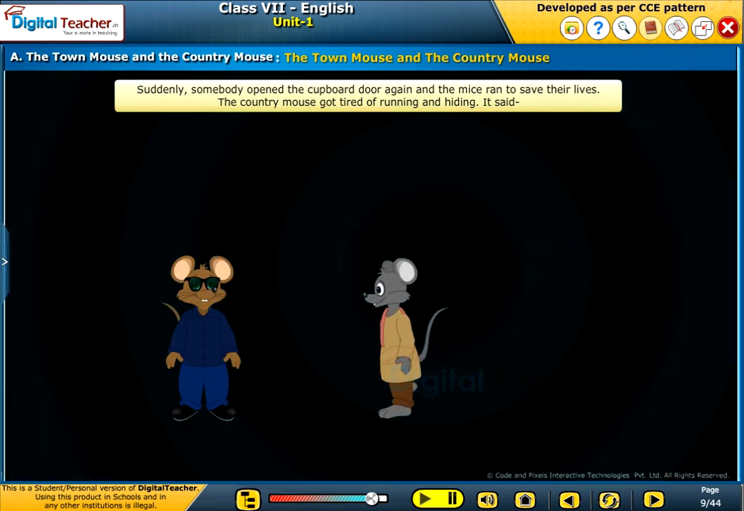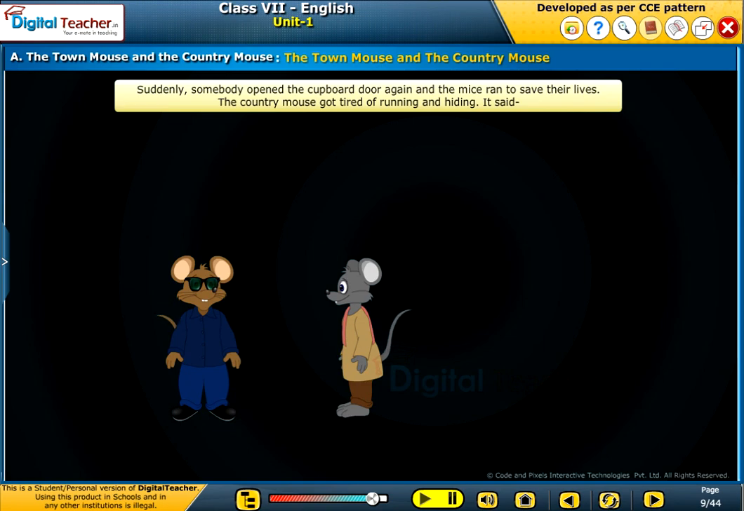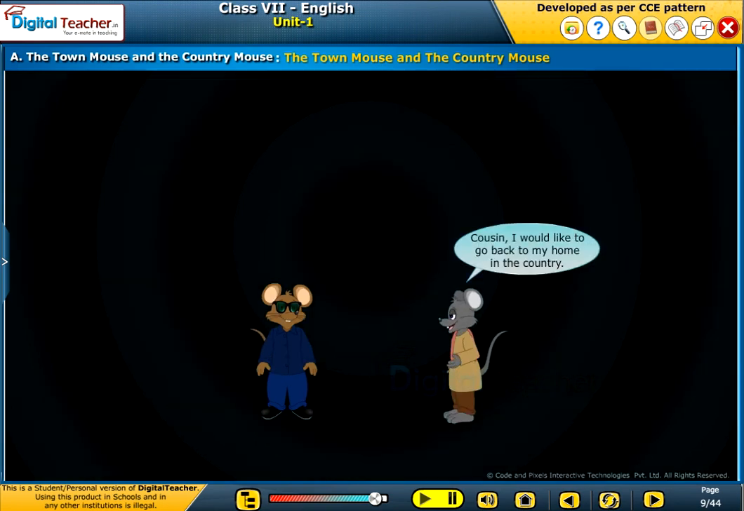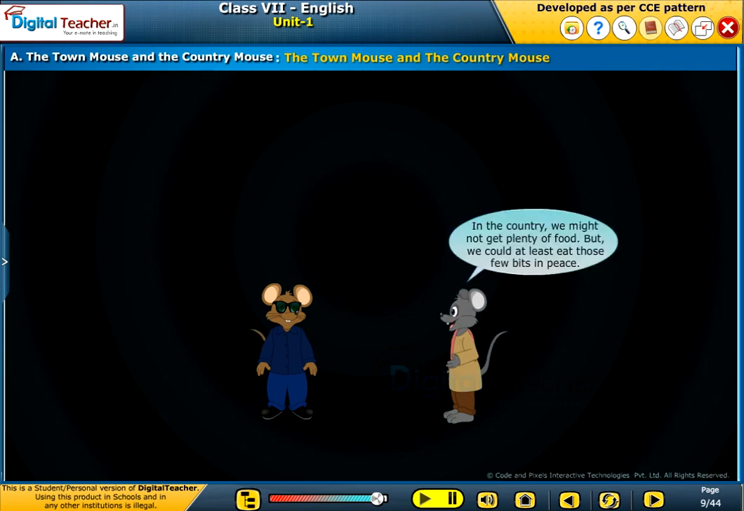The country mouse got tired of running and hiding. It said, "Cousin, I would like to go back to my home in the country. In the country, we might not get plenty of food, but we could at least eat those few bits in peace."